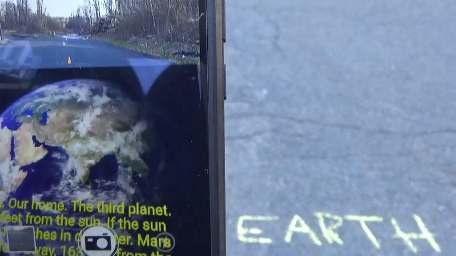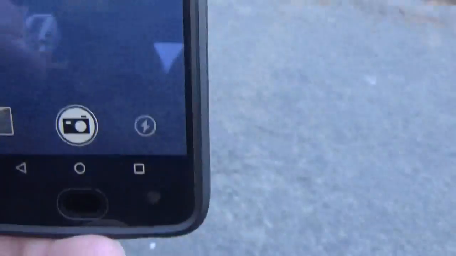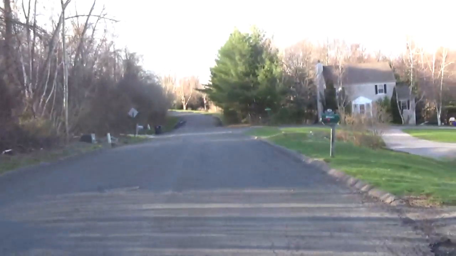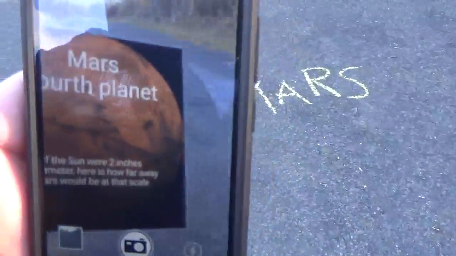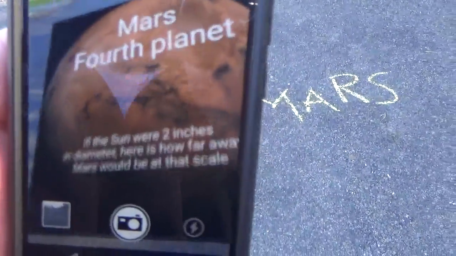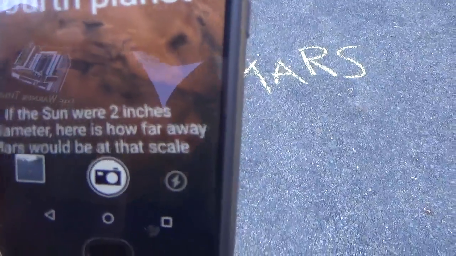So we have one more planet left. Let's see what happens there. And so here we are at Mars. And oh, there we go. It comes up right away. Mars did work very successfully last time for me.